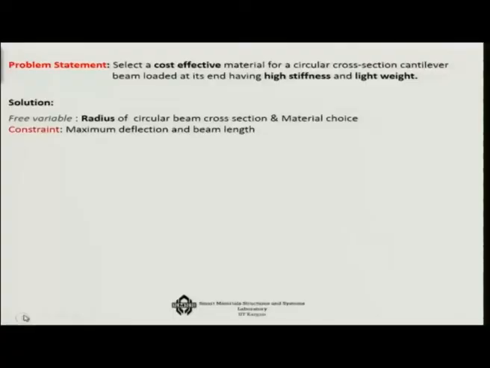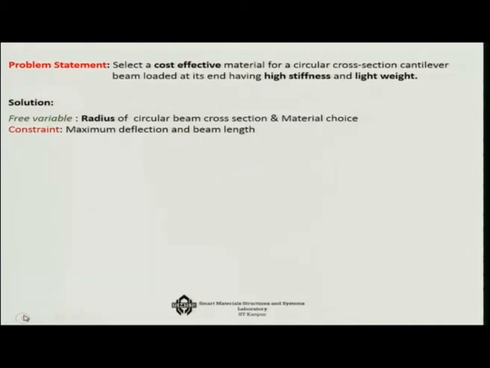The problem statement is that you have to select a cost effective material for a circular cross section cantilever beam loaded at its end, having high stiffness and light weight. Since the length or span of the cantilever beam is always fixed, what you can play with in the geometry is the radius of the circular beam cross section and also the choice of the material. So, these are the free variables for us, and the constraints will be the maximum deflection and the beam length.